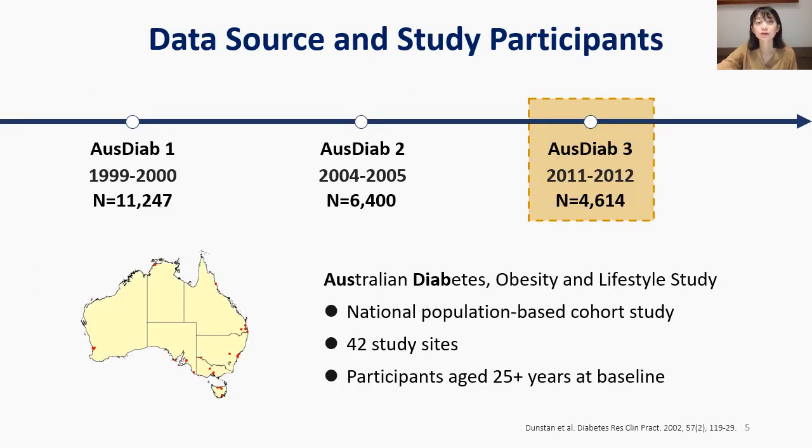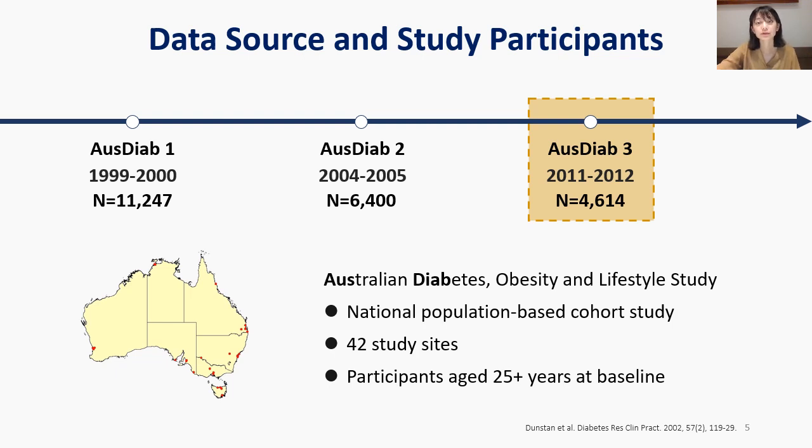We used an Australian national sample from the third wave of the AusDiab, which was conducted in 2011 and 12. This study consisted of three waves. The first wave, AusDiab 1, was conducted in 1999 to 2000. It originally aimed to examine the prevalence and incidence of diabetes and its risk factors in the national sample.